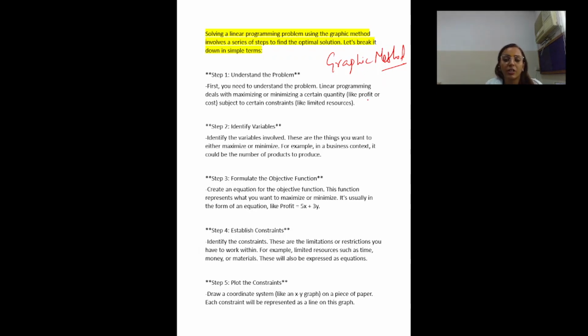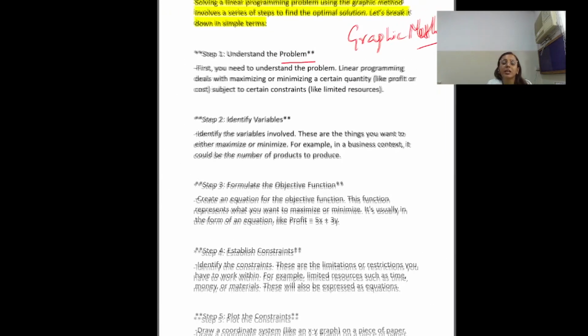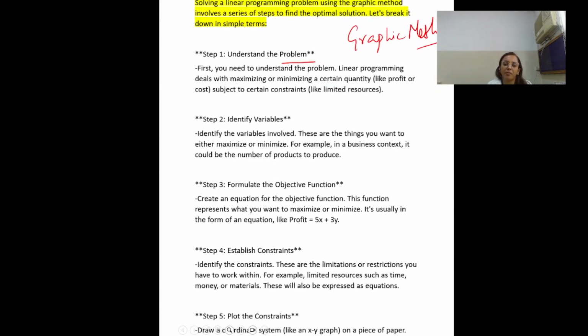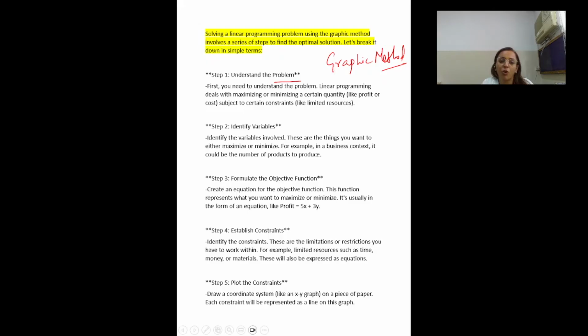So when we're going with the graphic method, the first step is always to understand the problem, what exactly the problem is. As we already decided, the problem is divided into two parts. How many parts have we divided the problem into? Two parts. The first part of the problem is always maximization or minimizing a certain topic. That can be two-part: maximization of your profit or minimization of your losses.